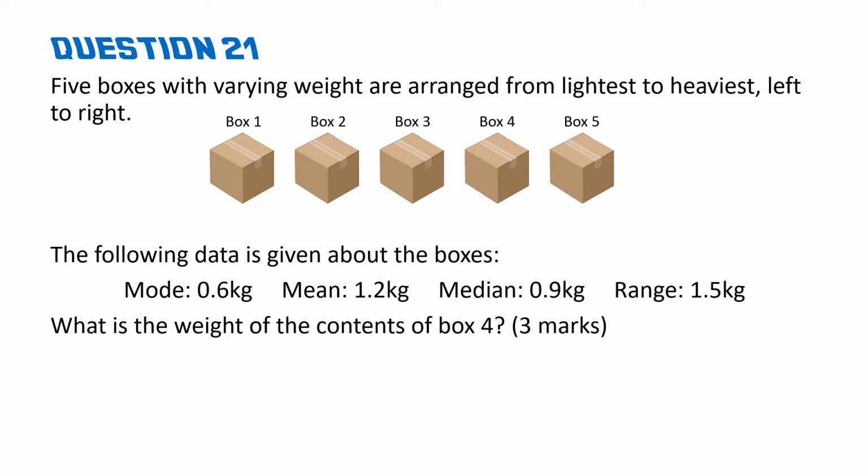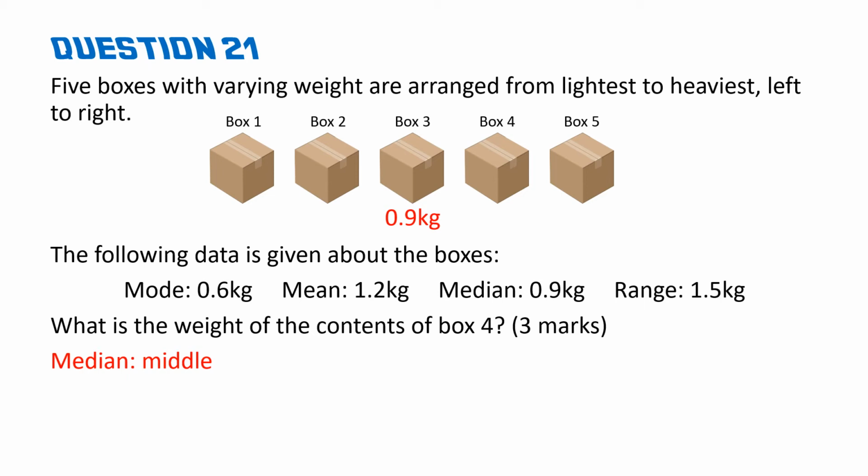All right, so we're going to use the fact that these are in order from lightest to heaviest from left to right. We can assign numbers to them based on that information. So the first thing we're going to look at is the median. Now remember that median means the middle score. So from boxes 1 through 5, the middle box is box number 3. That's our median box. So it's going to have a median weight of 0.9. So we can write that straight there.